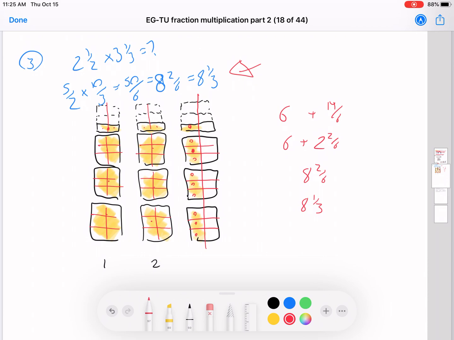Well, if I count this way, there should be 1, 2, 3, 4, 5, 6, 7, 8, 9, 10. If I count this way, there should be 1, 2, 3, 4, 5. So 5 times 10 would be 50 sixths. And then, again, we could rearrange that to come up with our final answer of 8 1/3.